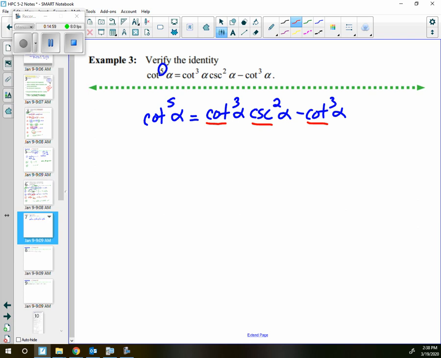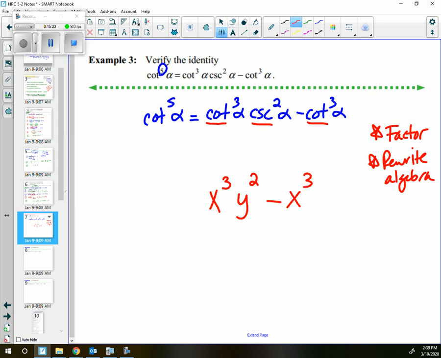So when I see higher powers, one of the things I'm going to be thinking about as a strategy here is factoring. And then I'm also going to rewrite this one as an algebraic expression, because I think that might help you see what we need to do. So over here, this is kind of like saying, let's use x for cotangent. So it'd be like x cubed. Let's use y for cosecant, y squared minus x cubed. Couldn't you pull an x cubed out of that? So factor, and what would that leave you with inside? It would be a y squared minus 1. I think that's the strategy we want to go with here so we can simplify that.